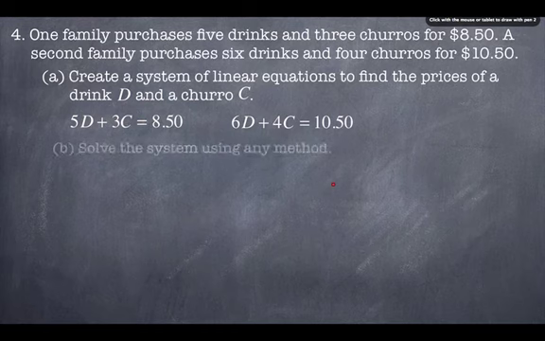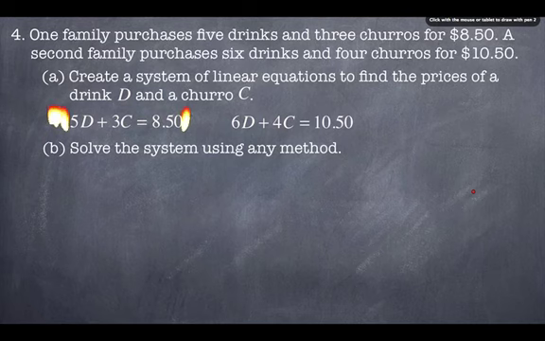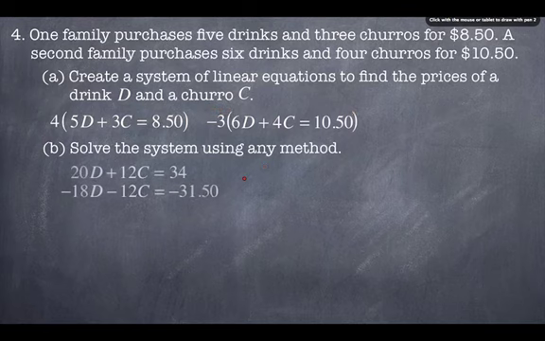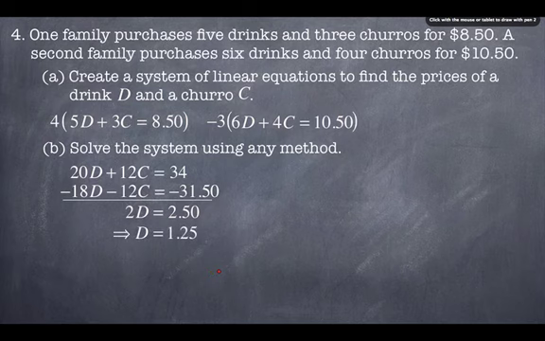So now, part B says solve the system using any method. Multiply by 4, multiply by -3. Once I do that, I get the following two equations. Notice that the c's go away. So I end up with 2d equals 250, d equals 1.25. You should know how to get c, which is 0.75.